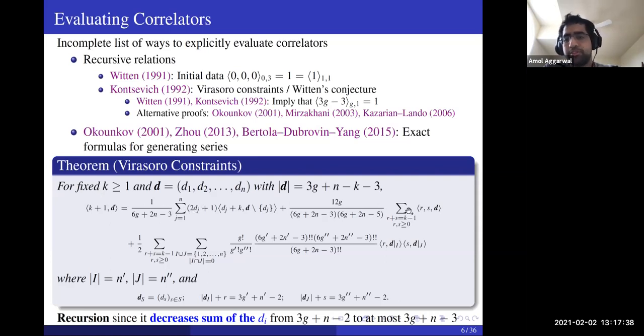There are three terms in the sum, as I hope you can see. The first one looks at this intersection number and reduces k and adds it to dj. So basically you're combining this k plus one with one of the di. The second one takes the k plus one and splits it into two more or less.